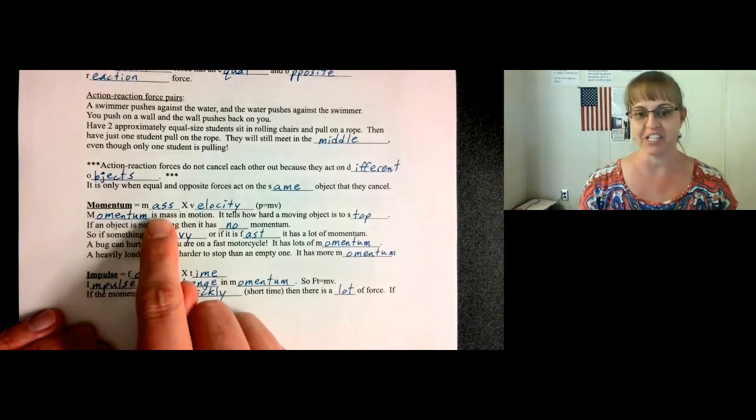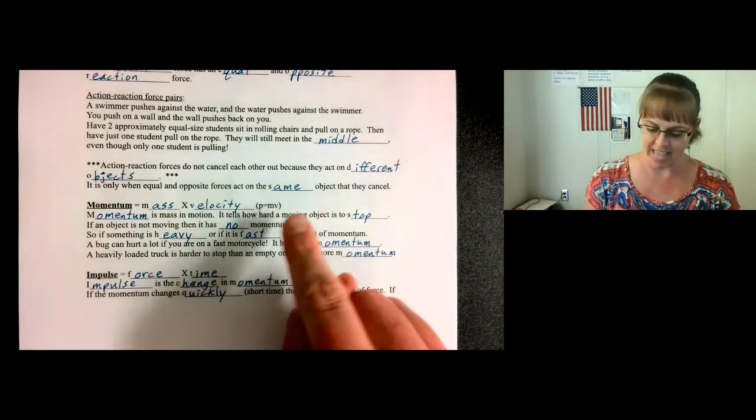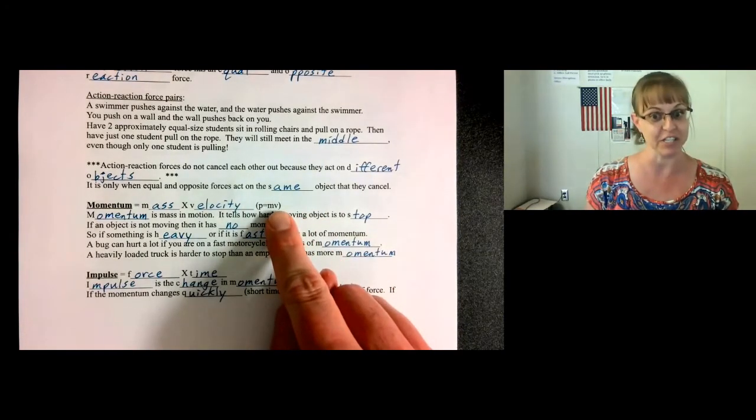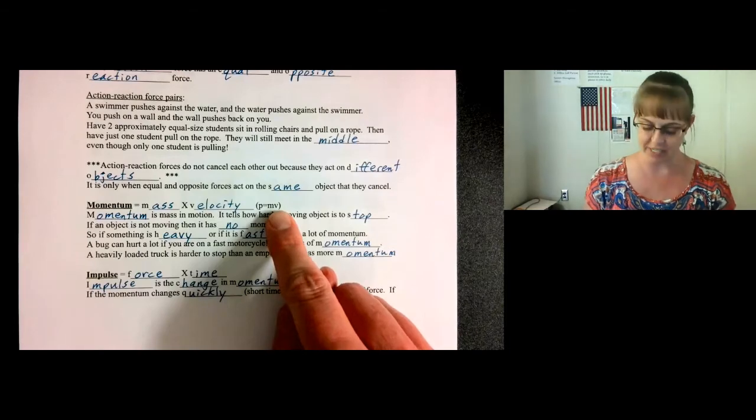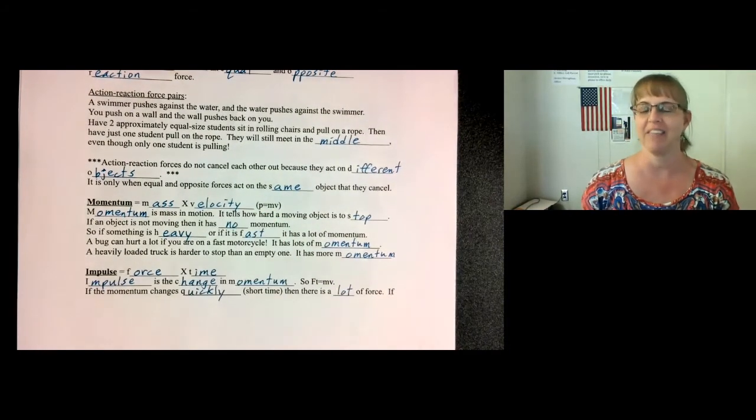Momentum is mass times velocity. Momentum is mass in motion. It tells how hard a moving object is to stop. If an object is not moving, it can't have any momentum, because it has to have velocity, a speed, to have momentum. Notice that the letter P stands for momentum. That's actually the Greek letter rho, but that's okay, it's a P.